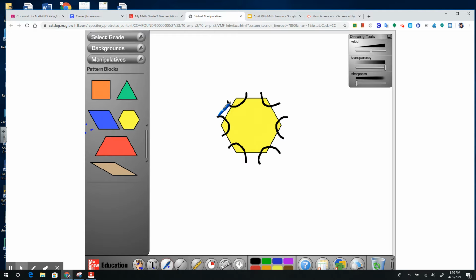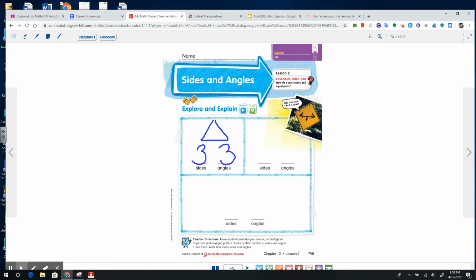So there's also 6 corners in my hexagon. All right, so I'm going to take a look back on my page. And then if you were to draw them out, you can draw them out. That would be fine for the other shapes. So I would draw out my 1, 2, 3, 4, 5, 6.